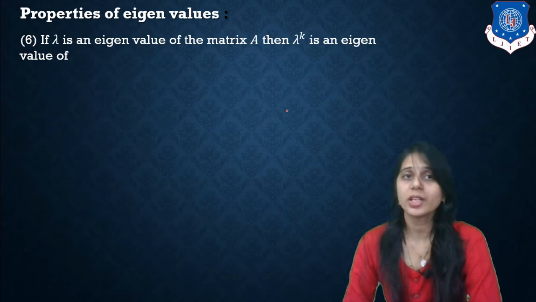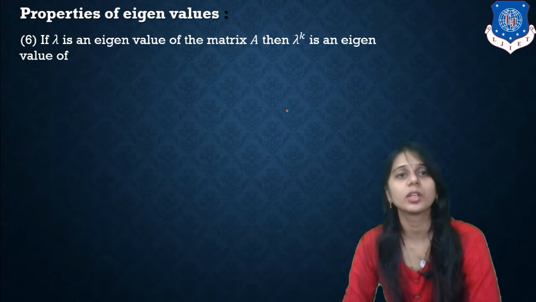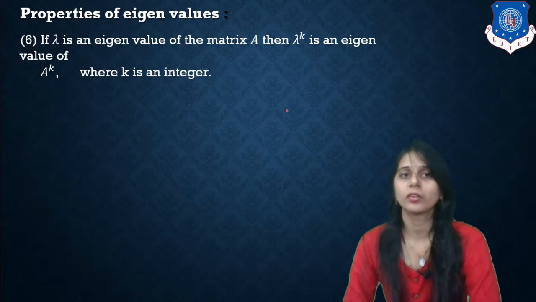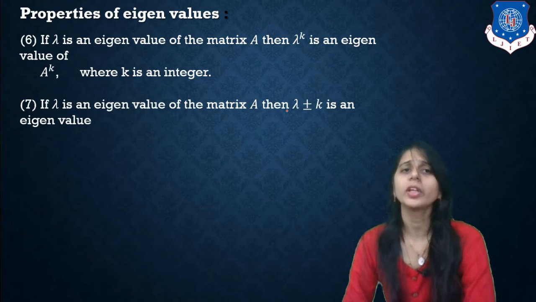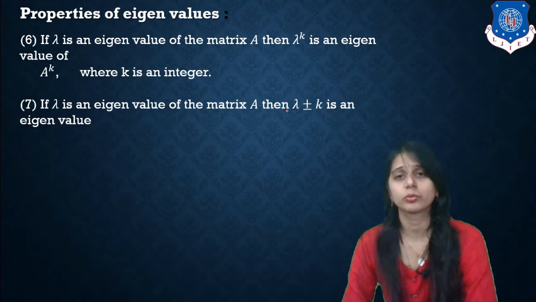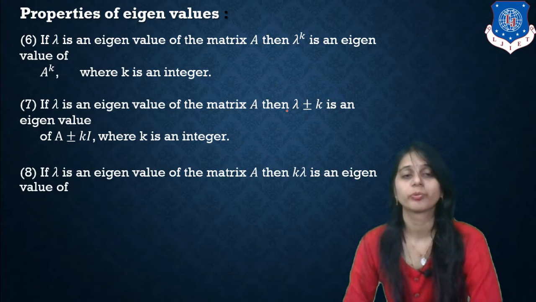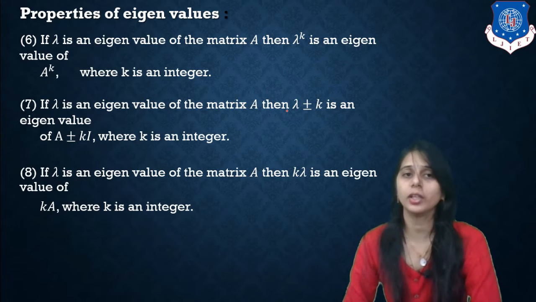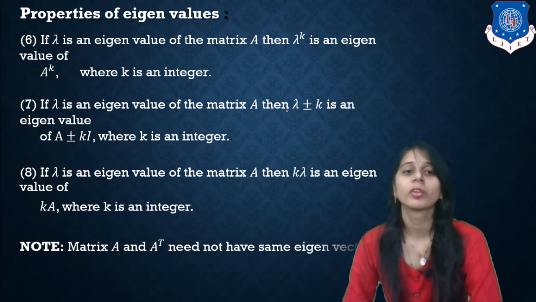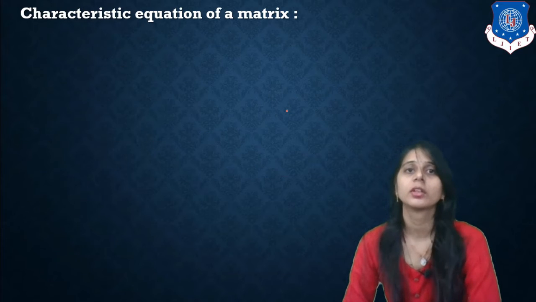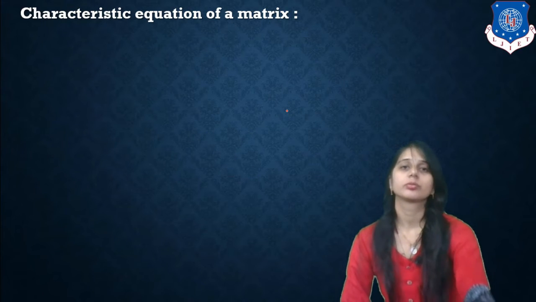Again, if lambda is an eigenvalue of matrix A, then lambda raised to k is an eigenvalue of A raised to k, where k is an integer. If lambda is an eigenvalue of matrix A, then lambda plus or minus k is an eigenvalue of A plus or minus kI, where k is an integer. If lambda is an eigenvalue of matrix A, then k lambda is an eigenvalue of kA. Note: matrix A and A transpose need not have the same eigenvectors.